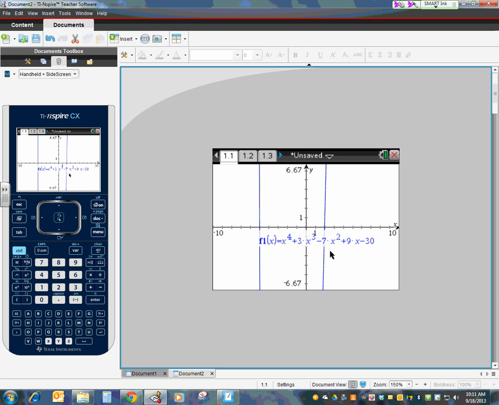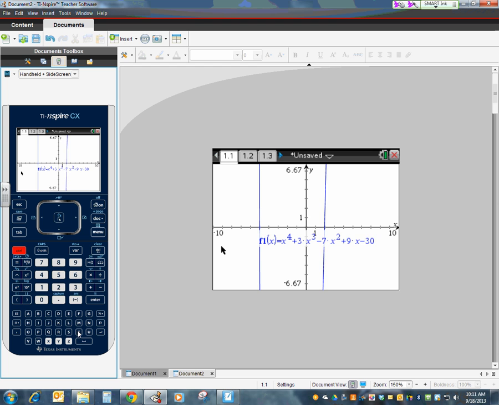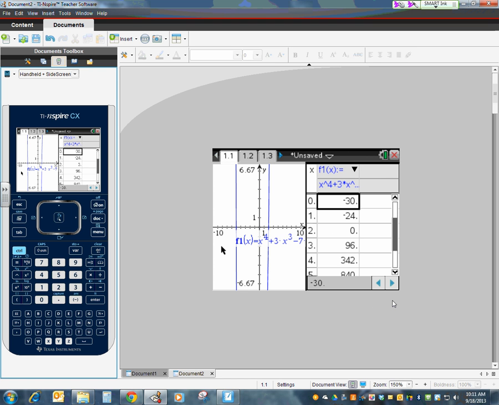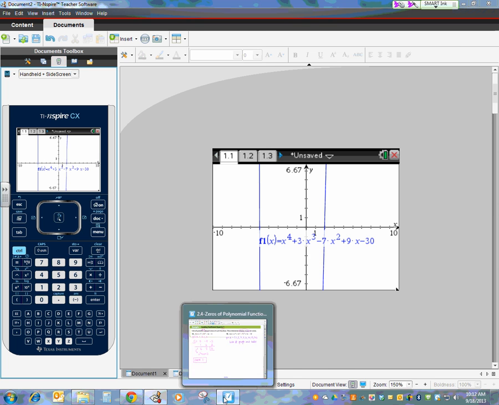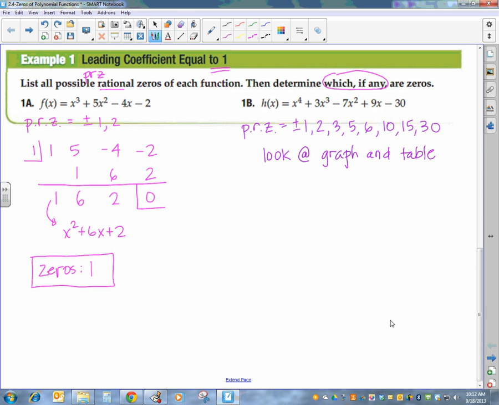So you should look at this and see, it looks like we have a zero right here at 2, and it looks like we might have another one at -5. Remember I said we were looking at the graph and the table, so I'm looking at 2 and -5, and if I hit Control T to pull up my table on an Inspire, I can see that 2 gives me 0, and the other one we said was -5, and -5 gives me 0. So I have verified that's where my zeros are, so those are the numbers that I'm going to use for my synthetic division.